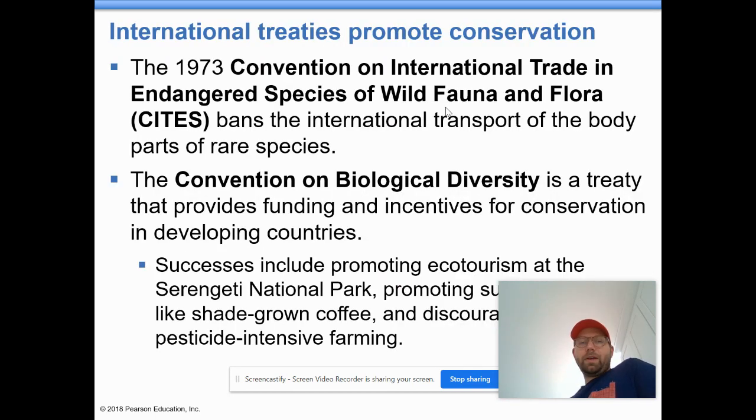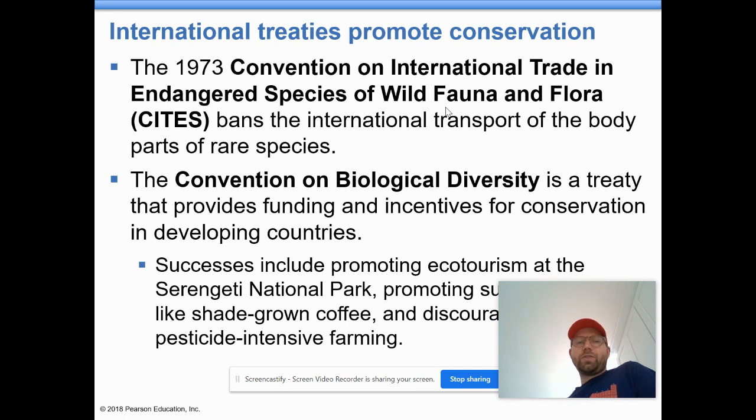In 1973, another thing that happened internationally was the Convention on International Trade in Endangered Species of Wild Fauna and Flora, which we just call CITES. What it basically bans is the international transport of body parts of rare organisms. This is the UN's sort of protection in terms of biodiversity.